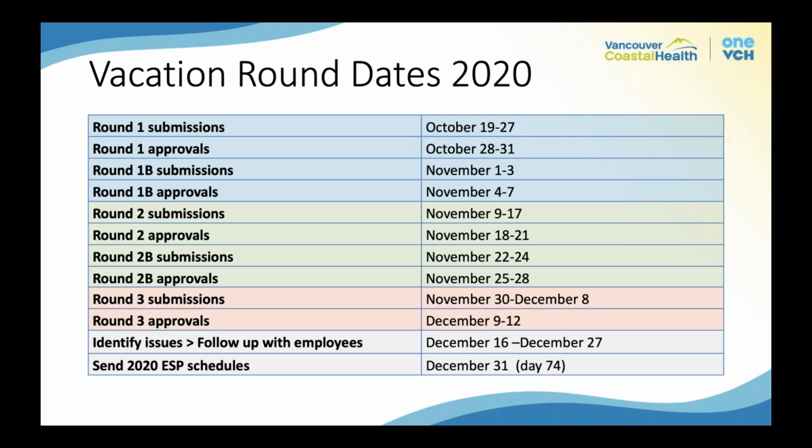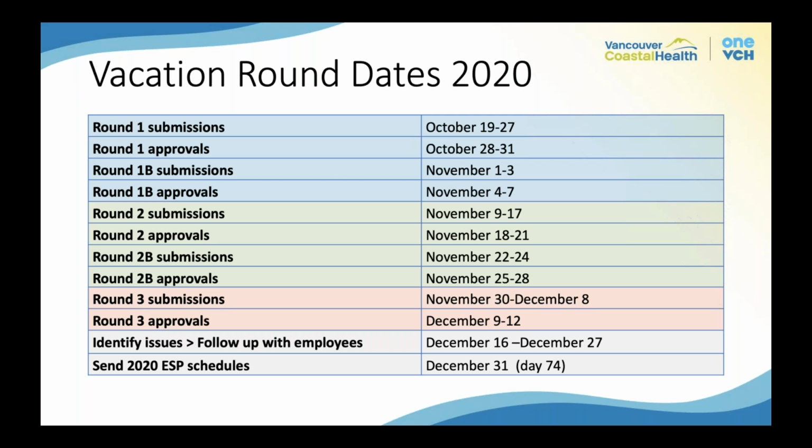Round 2 is another 9-day round starting on November 9th and going out to the 17th, with review and approvals by the scheduling and management staff from November 18th through 21st. And again, that round 2B mini round for anyone that did not get an approved vacation request in round 2 occurs from November 22nd to November 24th, and is followed by approvals. Final round 3 begins on November 30th through December 8th, with approvals following, and the entire process being completed by the 12th.